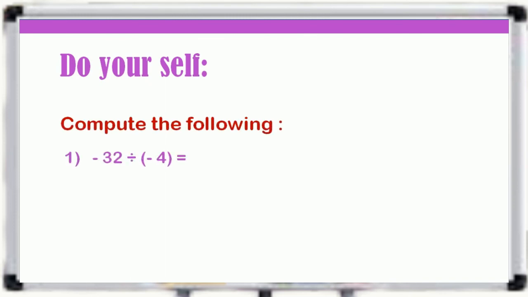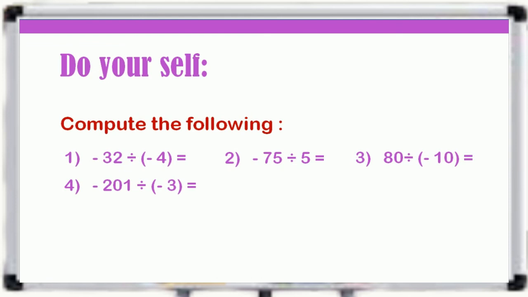Now do yourself divisions. Compute the following. Question number 1, minus 32 divided by minus 4. Question number 2, minus 75 divided by 5. Question number 3, 80 divided by minus 10. Question number 4, minus 201 divided by minus 3. Question number 5, 105 divided by 3. Question number 6, 72 divided by minus 8.